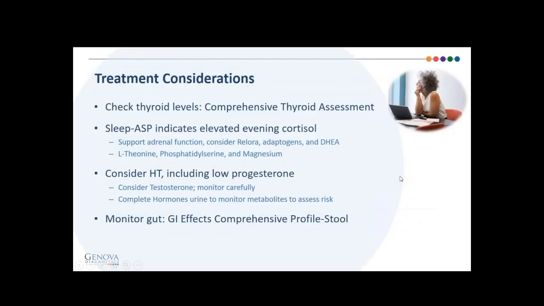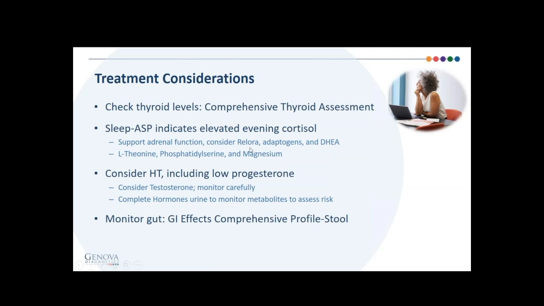So what do we do for this patient? Check thyroid levels, comprehensive thyroid assessment. Remember, low progesterone is associated with low thyroid. High cortisol tends to lead to lower thyroid. So it may not just be about giving thyroid. That's that balance that we talked about. She needs to sleep at high evening cortisol, so support that.